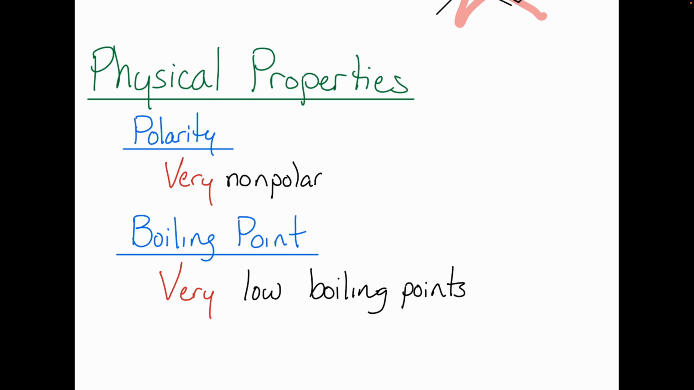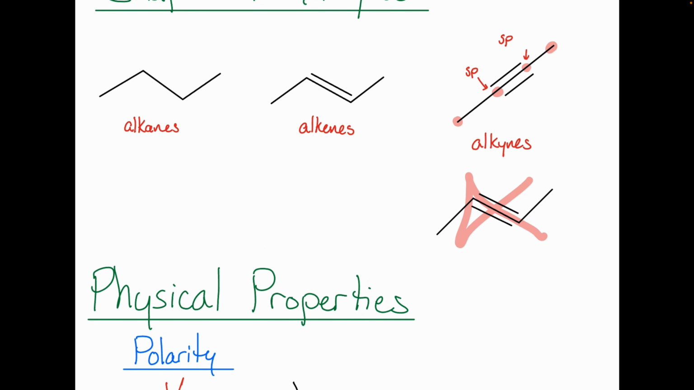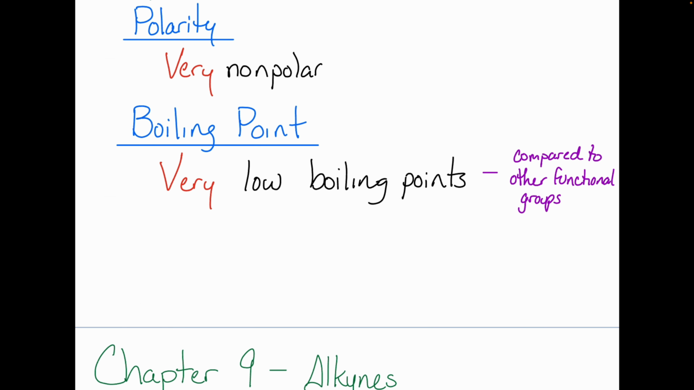All right, so we're going to make a note here that in terms of very low boiling points, we mean compared to the other functional groups. When we start talking about polar functional groups, we'll have higher boiling points here. But we're going to compare now to our other 2 functional groups that we've learned about here. And remember, both of these were also very nonpolar and had very low boiling points. So if we compare the 3 here, how do these look?